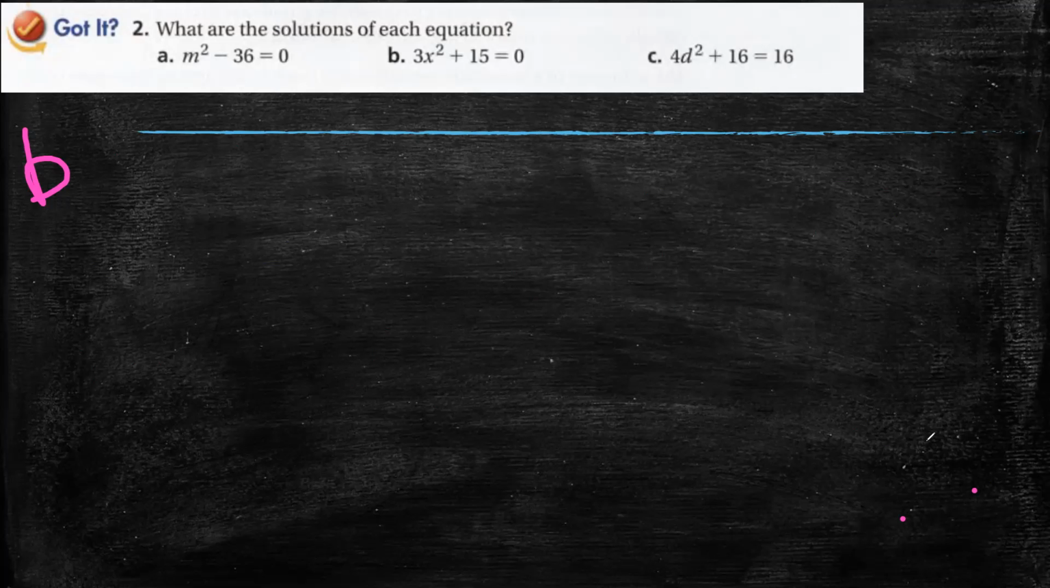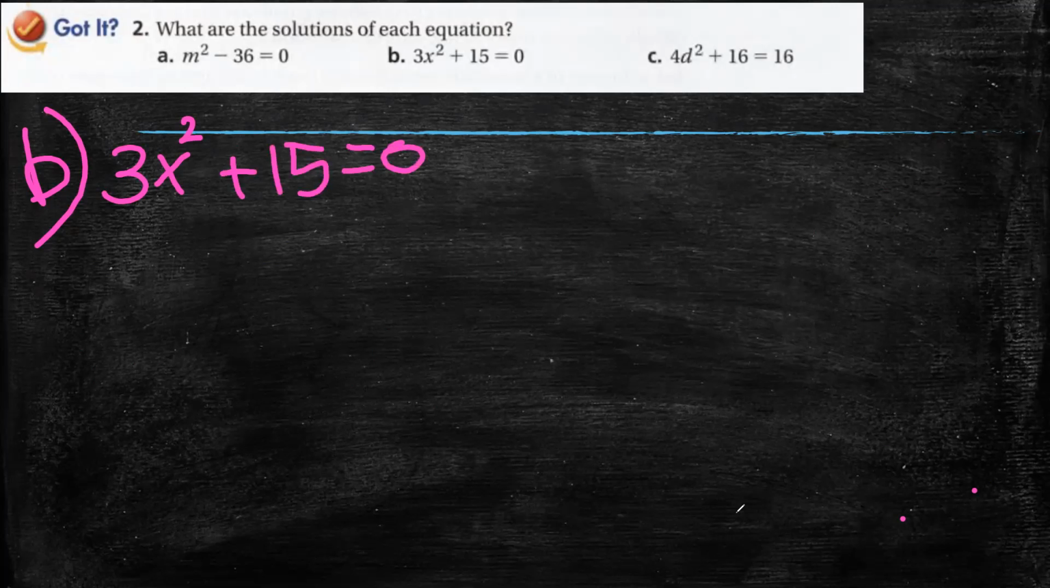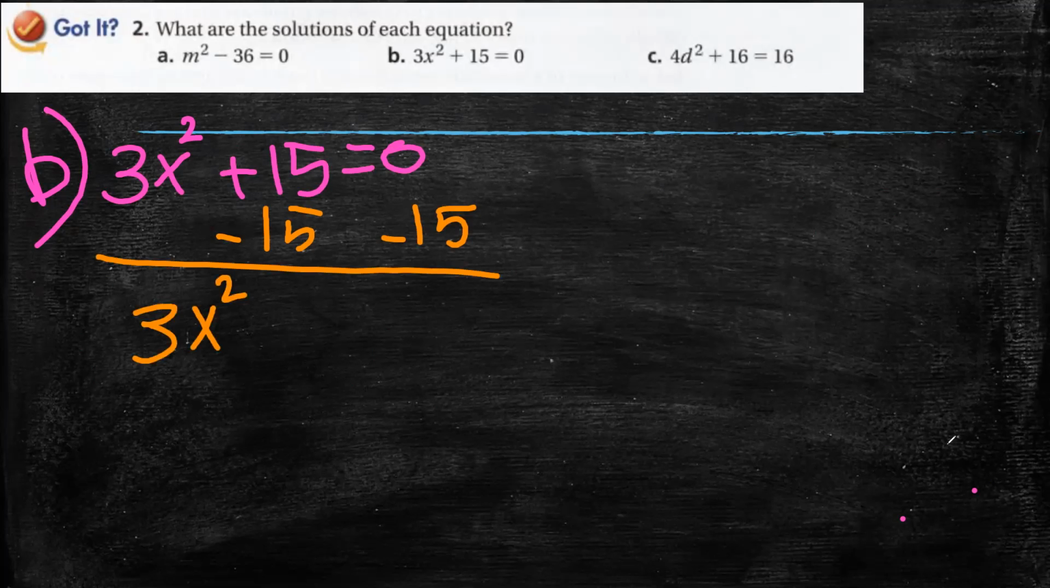In this point here, 3x squared plus 15 equals 0. Let's now isolate the second term. What will you get? 3x squared equals what? Equals negative 15. Then this is multiplied by 3 over 3 over 3.